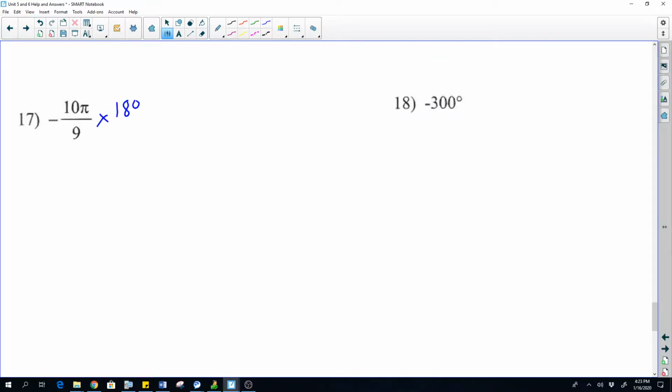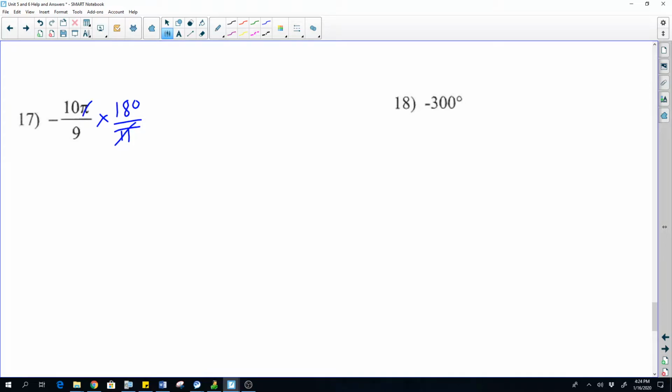times 1 by 180 and divide by pi. Because those are equivalent of each other, 180 and pi, just like feet and inches. And so the pi's will then cancel. So we have 10 times 180 divided by 9. Nice. So really, I could do this in my head, kind of.